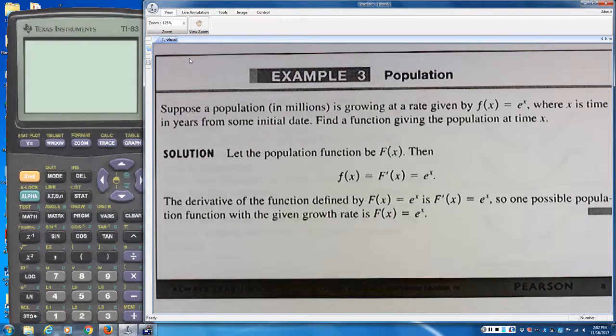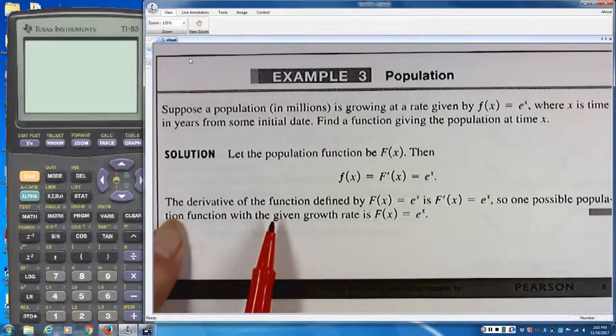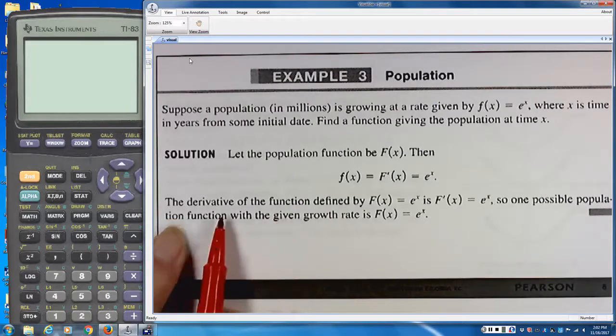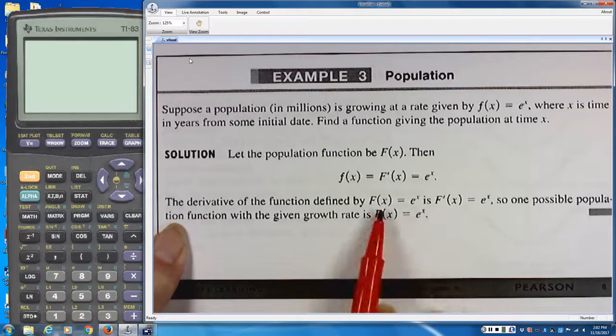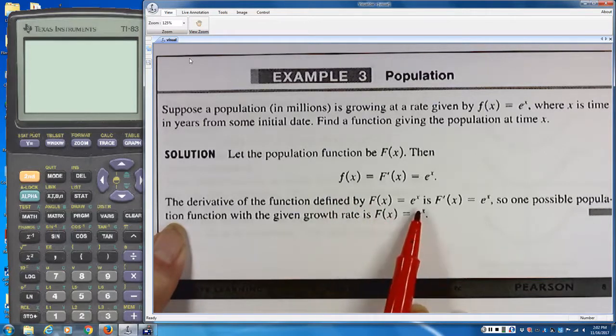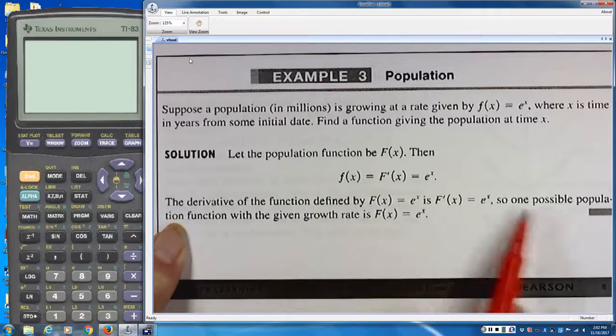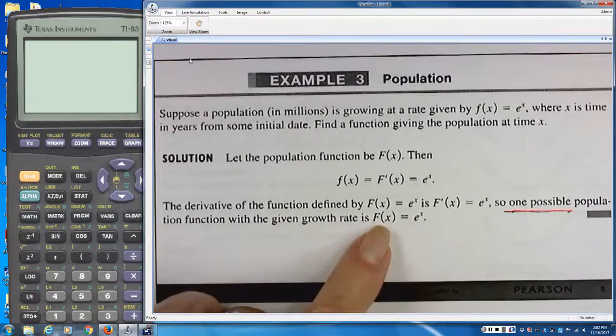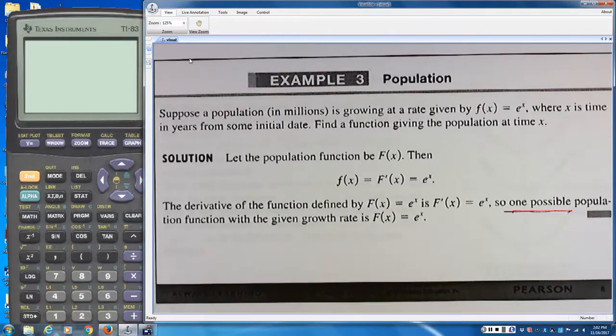Now, the thing is, like I said before, and this is the example that is in the PowerPoint that I use. The derivative of little f of x is capital F of x, which is e to the x. So one possible population function is this one. It all depends on what that initial value was.